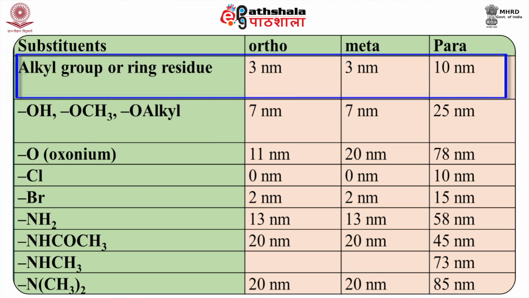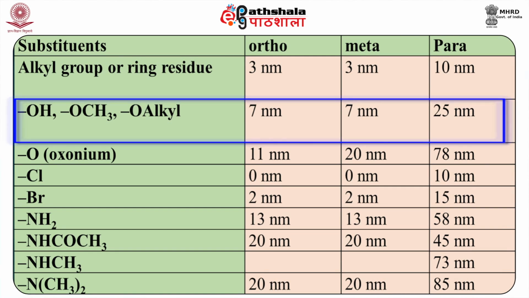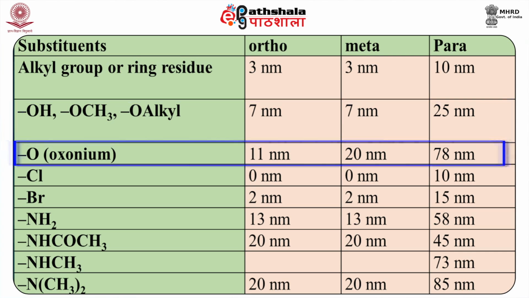The alkyl group or ring residue will have an increment value of 3 nanometers at ortho, 3 at meta, and 10 at para. The OH, methoxy, and O-alkyl groups will have an increment value of 7 nanometers at ortho, 7 at meta, and 25 nanometers at para. For the oxonium ion, it is 11 nanometers at ortho, 20 nanometers at meta, and 78 nanometers at para.